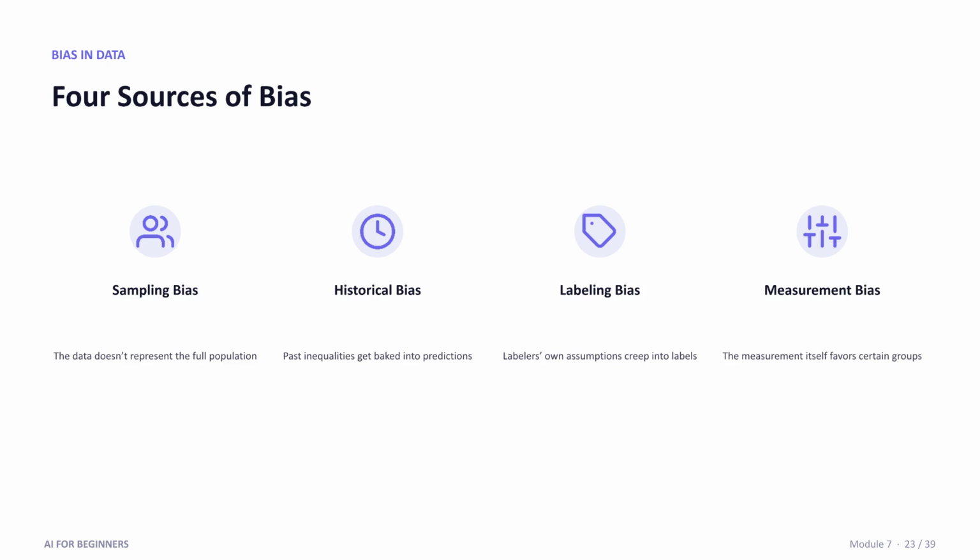Sampling bias means the data doesn't represent the full population. Historical bias reflects past inequalities. Labeling bias carries human assumptions into the data, and measurement bias occurs when the method itself favors certain groups.